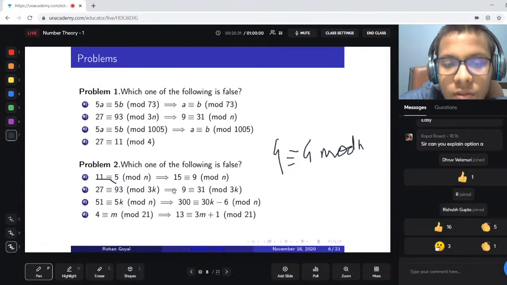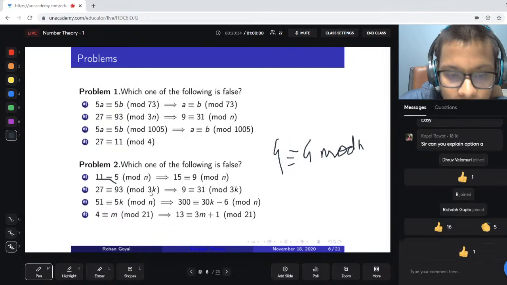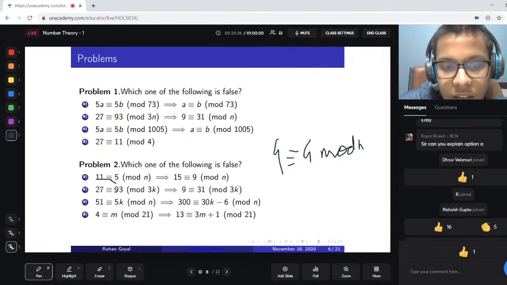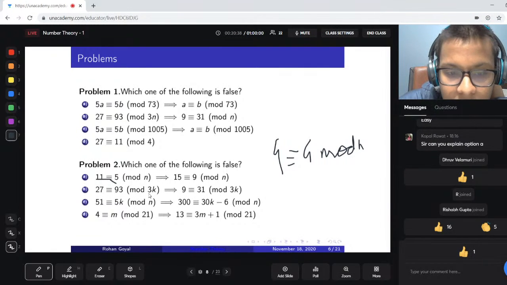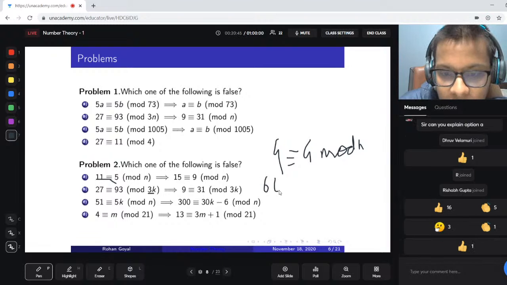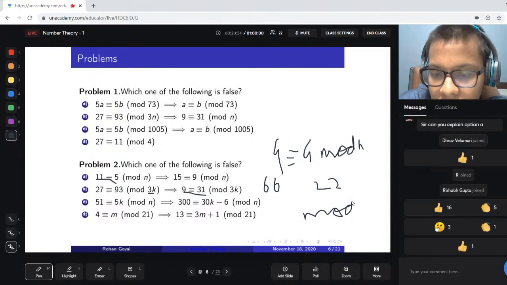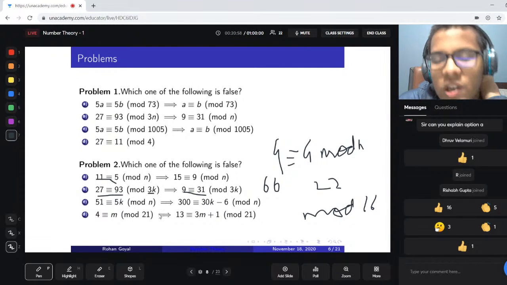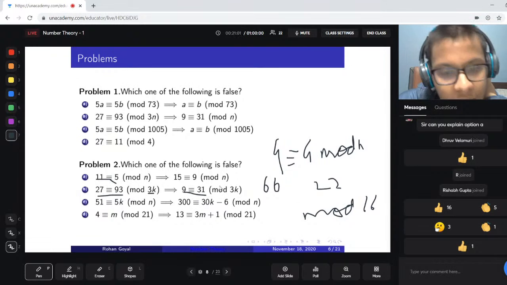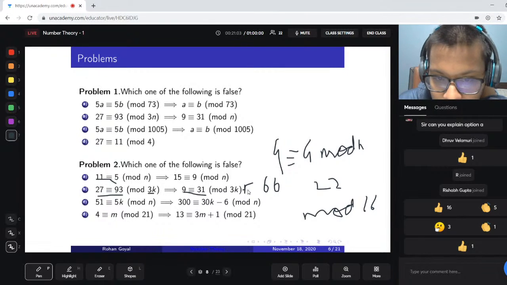Here I can't remove the 3k because I can't directly remove it. For example, if I was saying 3k is equal to 66, or k is equal to 22. See, 9 is not congruent to 31 mod 66. But 27 is congruent to 93 mod 66. So I can't say this. So this is false.